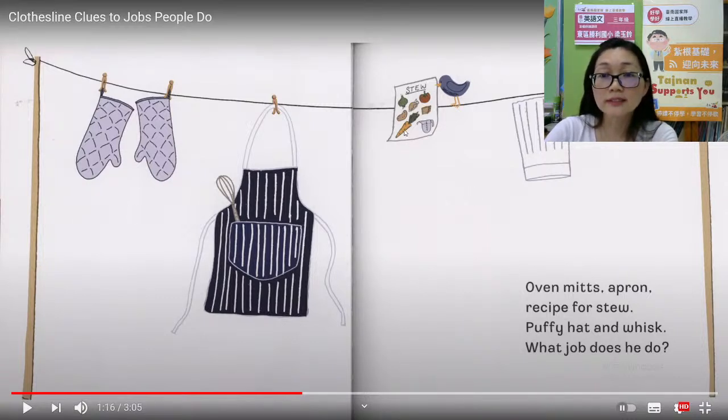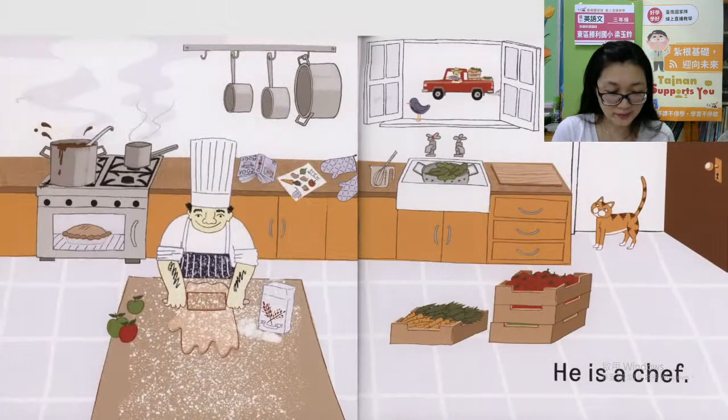And recipe. This is the recipe. It tells you how to cook. Like step one, step two, and what you need for cooking stew. Stew is a different way of cooking. So you can fry, and then you can stew. And then puffy hat. So this is a puffy hat. And the whisk. This is the whisk, right? With a whisk, you can beat the egg. Or making cakes, you will need the whisk. So what job does he do? So what do you think? What is your answer?